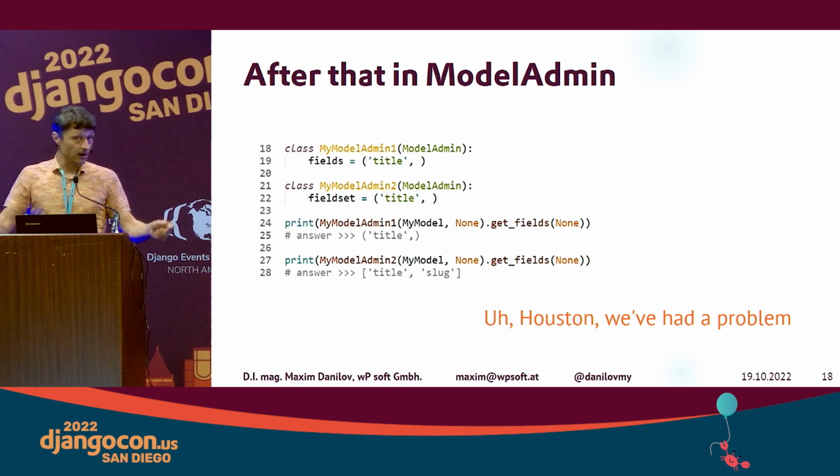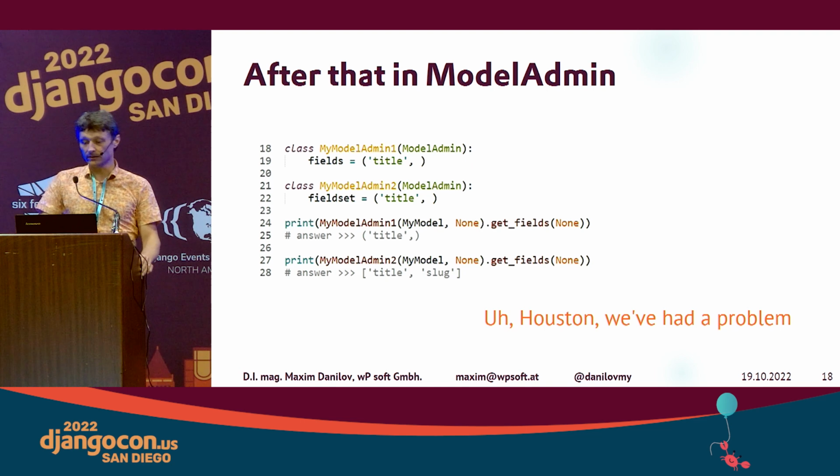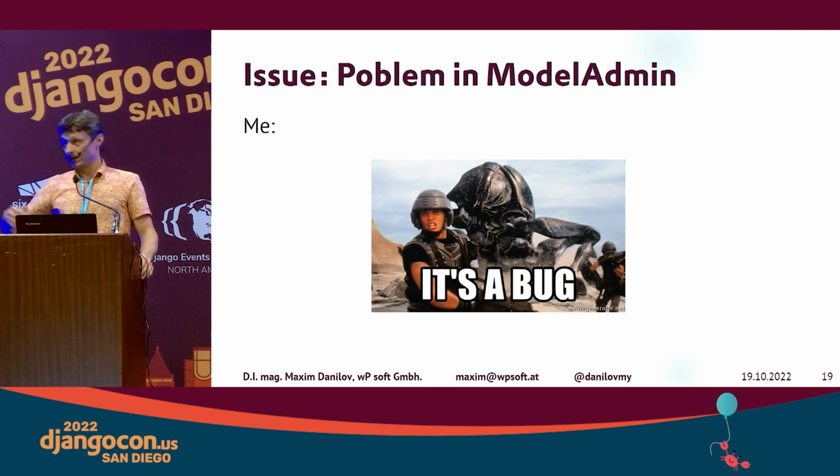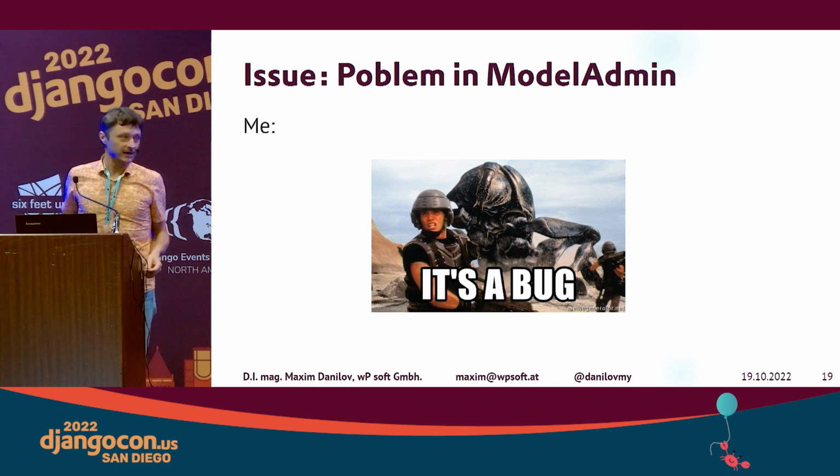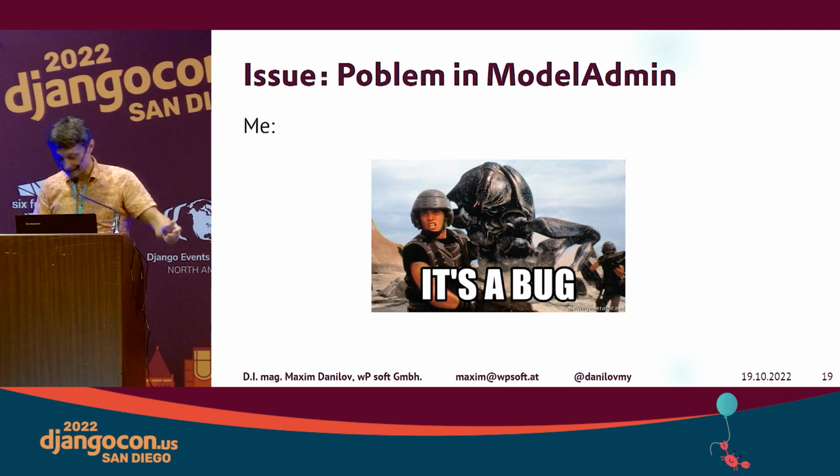And, unexpected, I receive only 1 field for the first model admin and 2 fields for the second model admin. Houston, we have a problem. I open an issue, I write the problem in model admin, blah, blah, blah. I say, it's a bug.